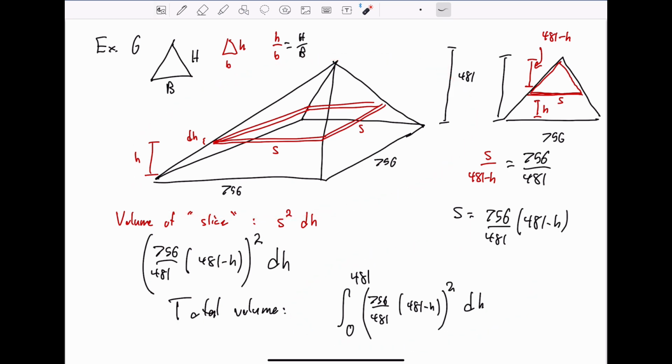Now, this isn't actually too bad to do by hand. We could square the 756 over 481, take that out front, and then we'd be squaring 481 minus H. We could expand that out. We're actually integrating a polynomial. So we could expand that out, find the antiderivative, but that's a lot of busy work, so let's just go ahead and plug this into Mathematica and see what we get.